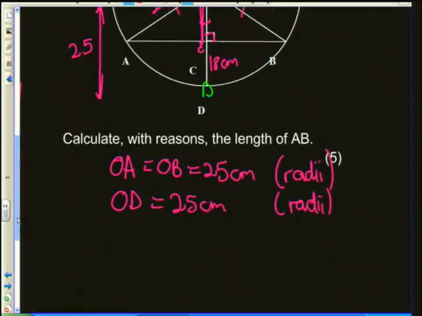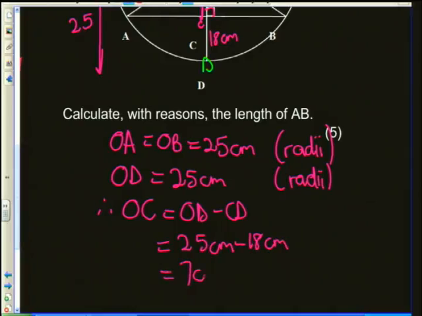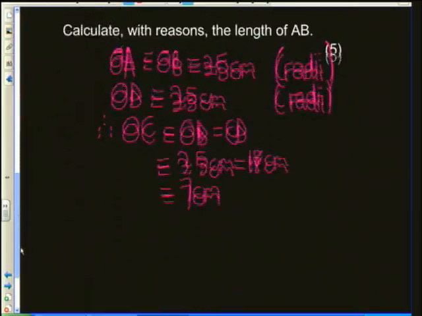Okay. So it means, therefore, that OC will be equal to OD minus CD. So it's going to be equal to 25 centimeters minus 18 centimeters, which is equal to 7 centimeters. So let's go back to our sketch and fill that in. This bit here is 7 centimeters. So how does that help us? I want to work out the total length AB. We can then use Pythagoras to work out AC, because I know the hypotenuse and I know that vertical side.